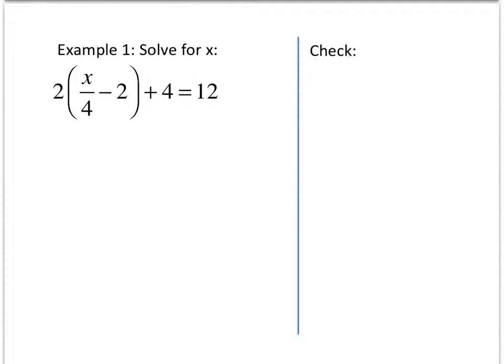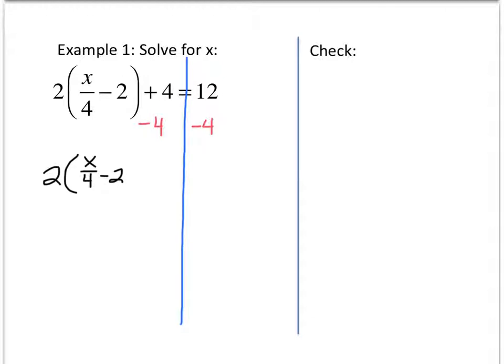So I'm going to go ahead and drop our line separating the two sides of our equation. And I have to undo the addition by 4 by applying the inverse. And remember, the inverse of addition is subtraction. So I'm going to subtract 4 from both sides. And again, the key thing is that we do perform an operation not only to one side of the equation, but the other as well. This is going to leave me with 2 times, in parentheses, x over 4 minus 2. The 4 and the negative 4 add to 0. So now we're just left with equals 12 minus 4, which is 8.